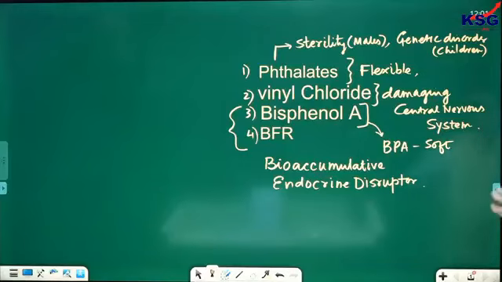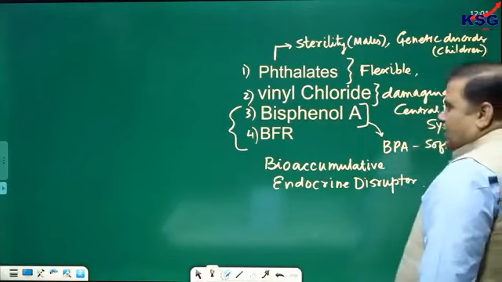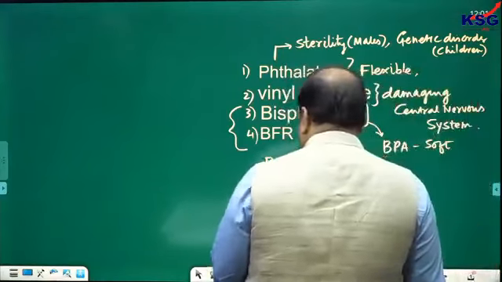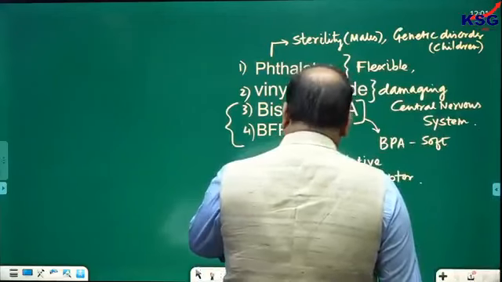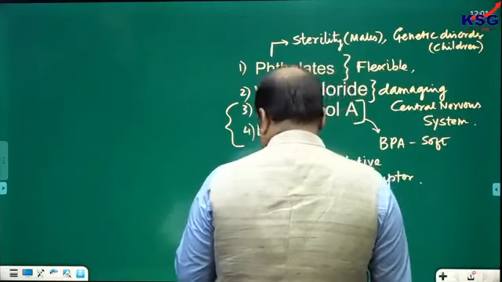Now these are the chemicals which are present in your plastic products. Clear? These are the chemicals which are present in your plastic products. Fine.